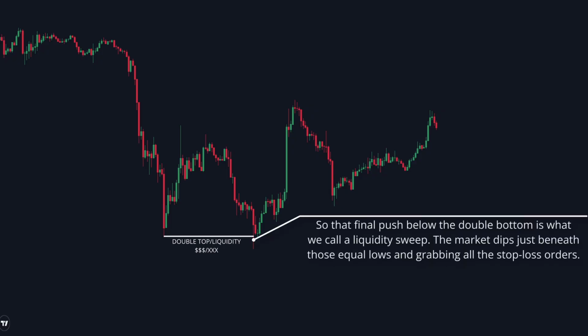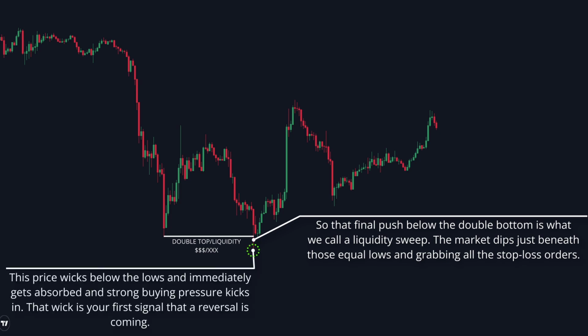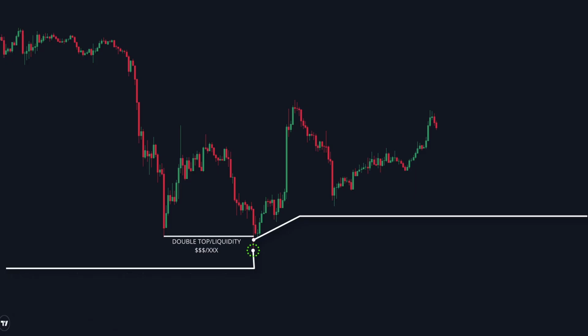That final push below the double bottom is what we call a liquidity sweep. The market dips just beneath those equal lows, grabbing all the stop loss orders. This is not a bearish continuation, it is a manipulation move. Smart money collects liquidity before changing direction. Price wicks below the lows and immediately gets absorbed as strong buying pressure kicks in. That wick is your first signal that a reversal is coming. This sweep sets the foundation for our shift in market structure.